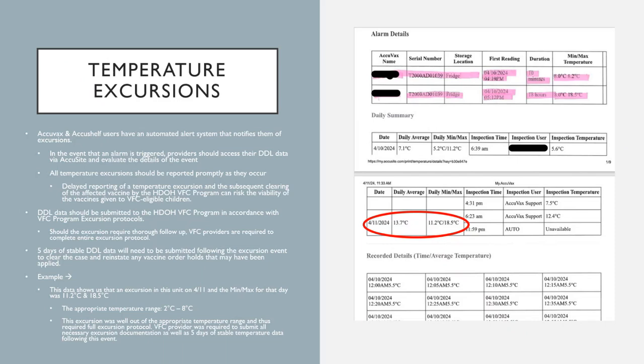Temperature excursions for AccuVax or AccuShelf users. There is an automated system, like I said, that notifies you of excursions. In the event that an alarm is triggered, providers should access their DDL data via AccuSite and evaluate the details of the event. All temperature excursions should be reported promptly as they occur. Like I've been saying, it's very important to not delay the reporting of temperature excursions. The viability of the vaccine is the most important thing here, and we want to make sure that the vaccines going out to the VFC population are viable and good for our keiki.